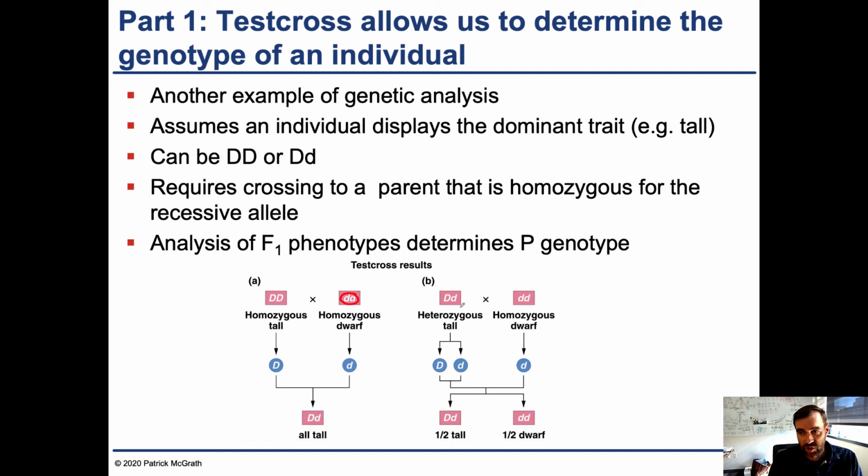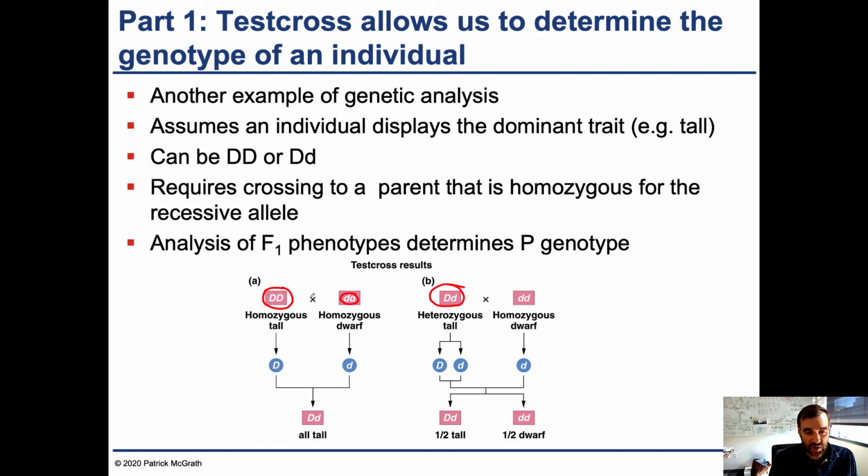But if I gave you a homozygous tall pea plant and I asked you what the genotype is, you should already be able to recognize, I don't know. There's two possibilities. It can either be big D, little d, or big D, big D. Both of those, because of the nature of dominance, would have the exact same phenotype. And so how do you go about actually determining what the genotype of an individual is?